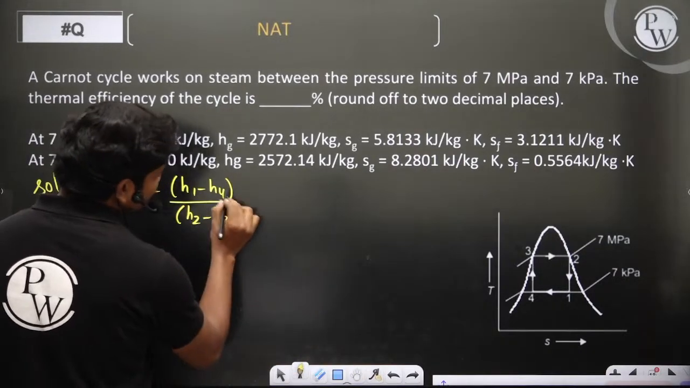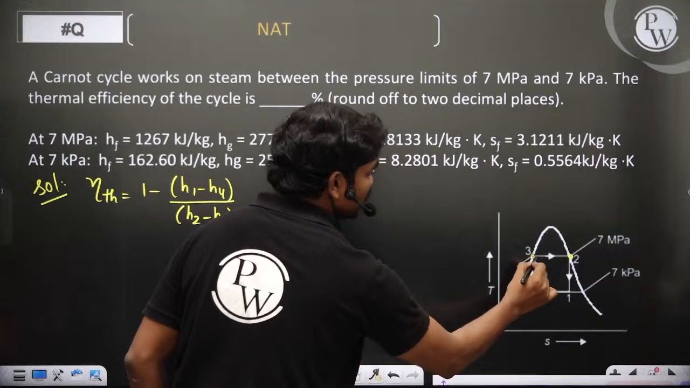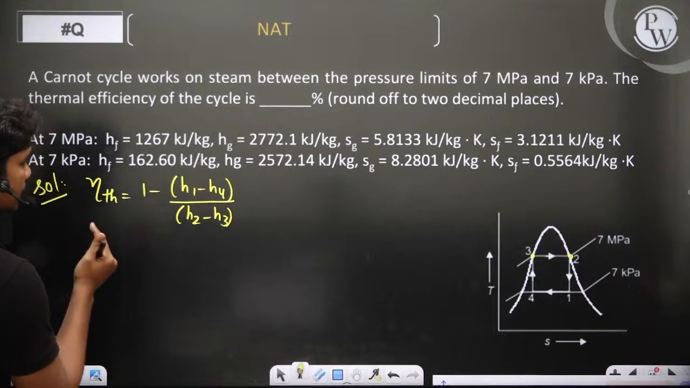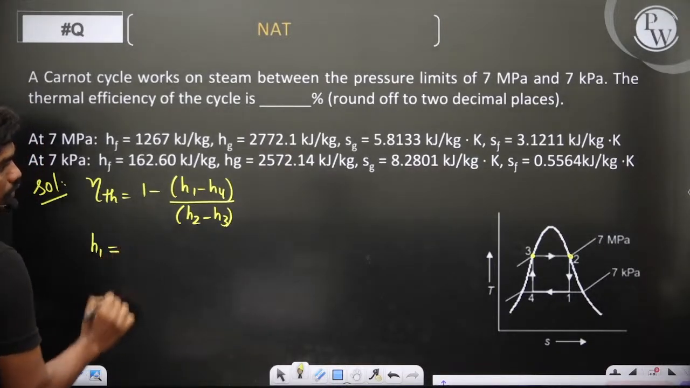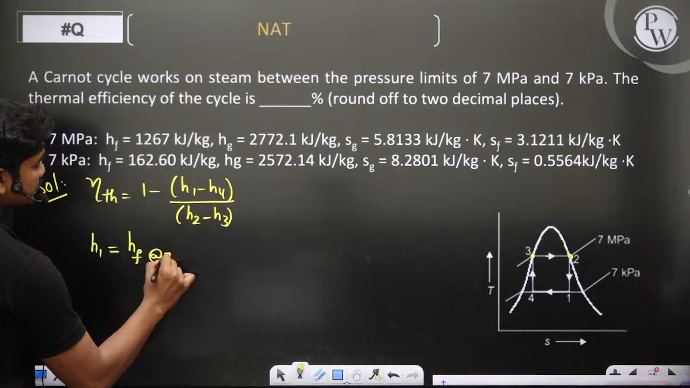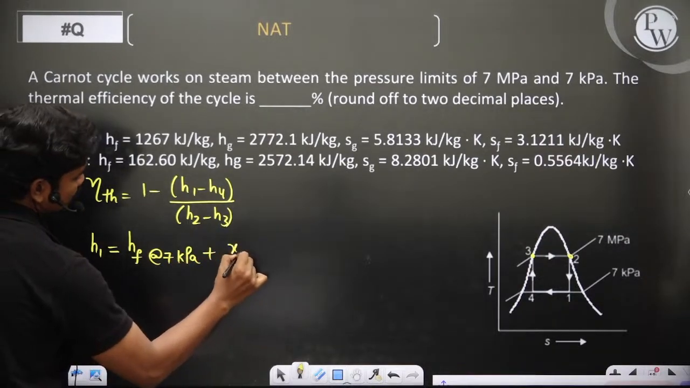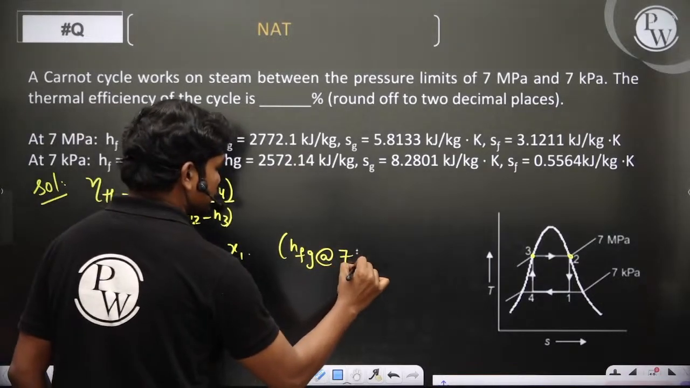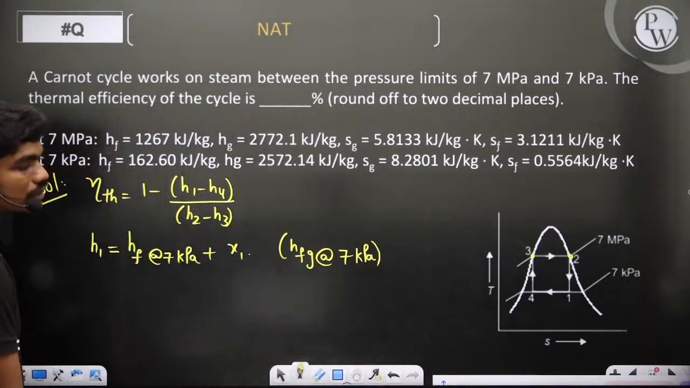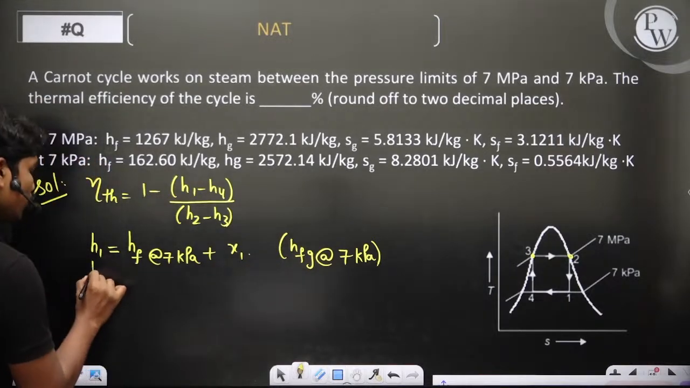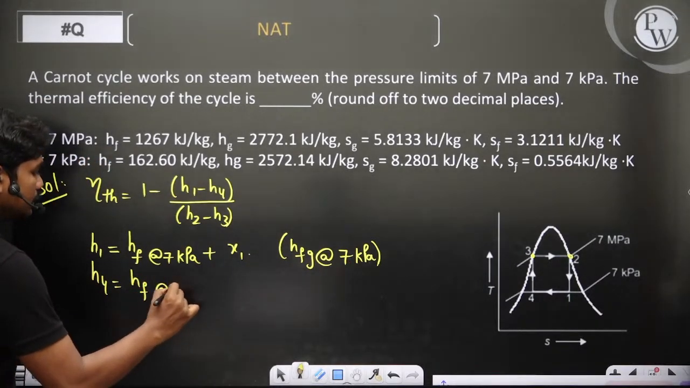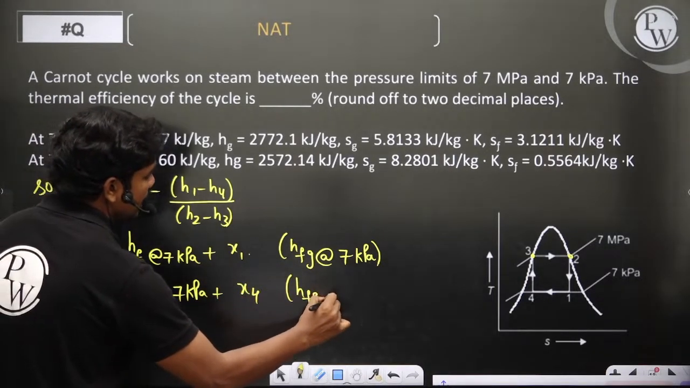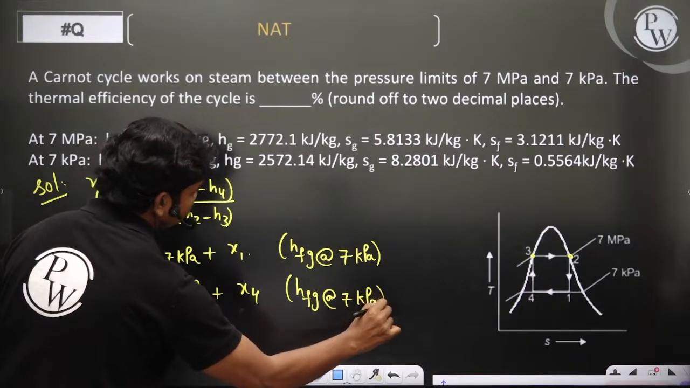Now clearly this H1 is known to you. I mean H2 and H3 are known to you because they are nothing but Hg and Hf values at 7 megapascals. Okay, now how to calculate H1 and H4? Can I say H1 is equal to Hf at 7 kilopascals plus dryness fraction x1 into Hfg at 7 kilopascals? This is what you want, correct? So x1 into this value. Similarly, H4 is equal to Hf at 7 kilopascals plus x4 into Hfg at 7 kilopascals. Okay, so this is what we have.